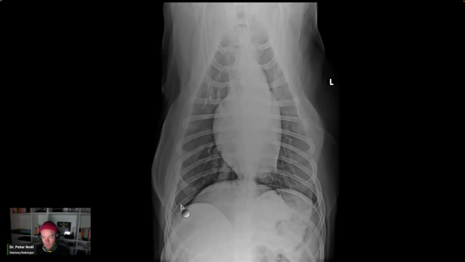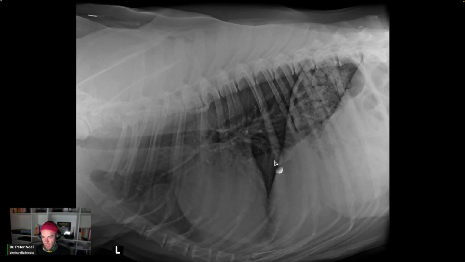There's no increase in sternal contact. There's no sort of reverse D rounding, and it still has its shape. So because it still has its shape, you really are not thinking pericardial effusion. The caveat to pericardial effusion is it depends on the volume and the time.